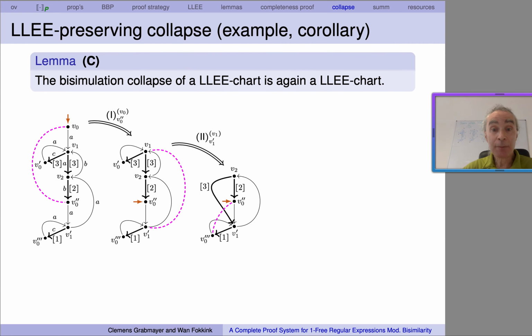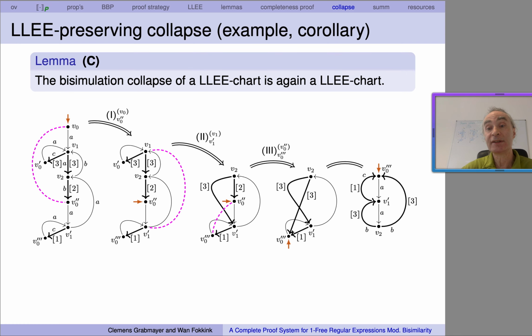And in the last step, we have another pair of distinct bisimilar vertices, namely V0 triple prime and V0 double prime, and they are here at, again, different positions for which we have devised a third transformation, which sends through all incoming transitions at V0 double prime over to V0 triple prime. And this chart that we obtain here is actually isomorphic to one that you've already seen before, which is a bisimulation collapse. So our proof proceeds with vertex-wise collapse steps that preserve the property Lie.